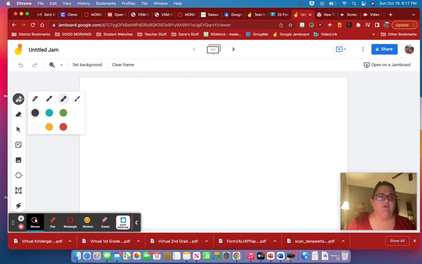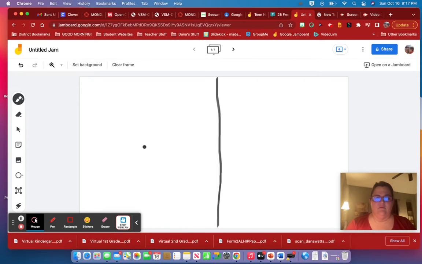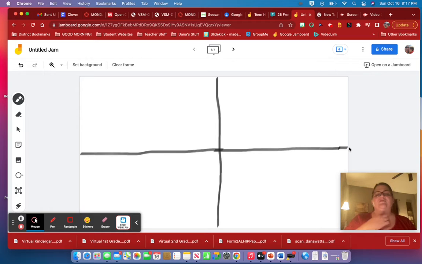Okay, once you have your notebook, on your page, you're going to draw a line down the middle and then a big line. My page looks like your notebook laying sideways, but that's okay. As long as you have 4 squares.